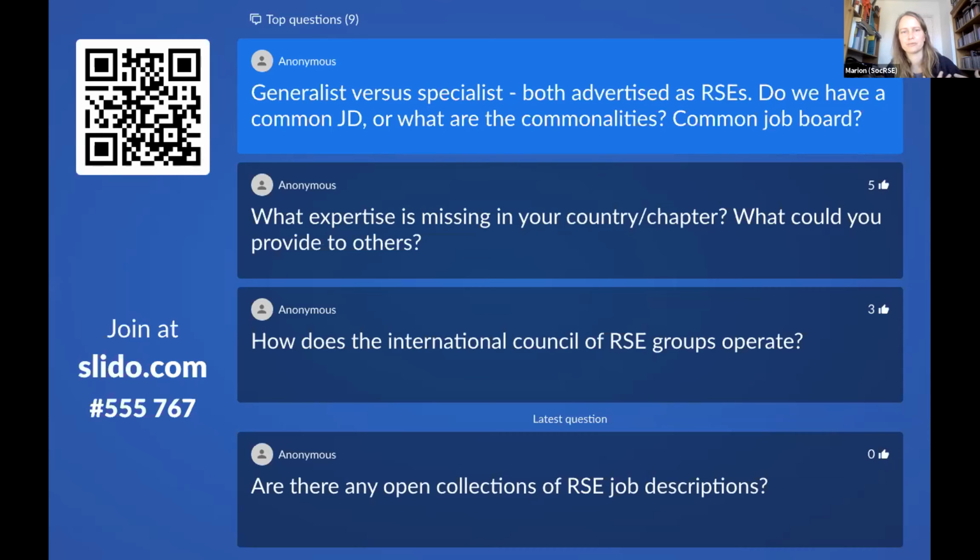So for example, if I want to hire someone, I might talk to someone in another group and ask, okay, how does your job description look? But still, everybody is kind of making their own job description. So maybe having template job descriptions would also help at that place as well.